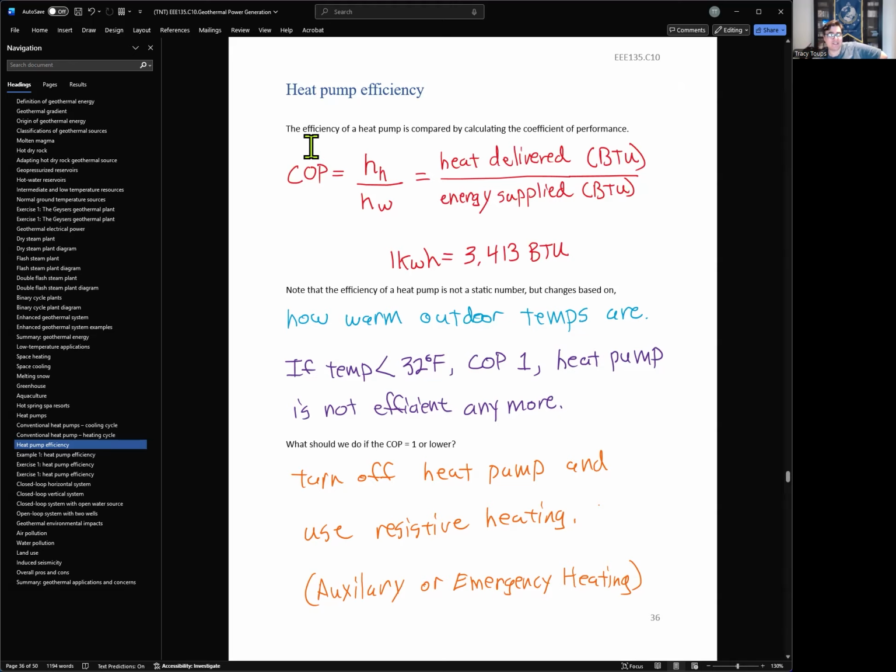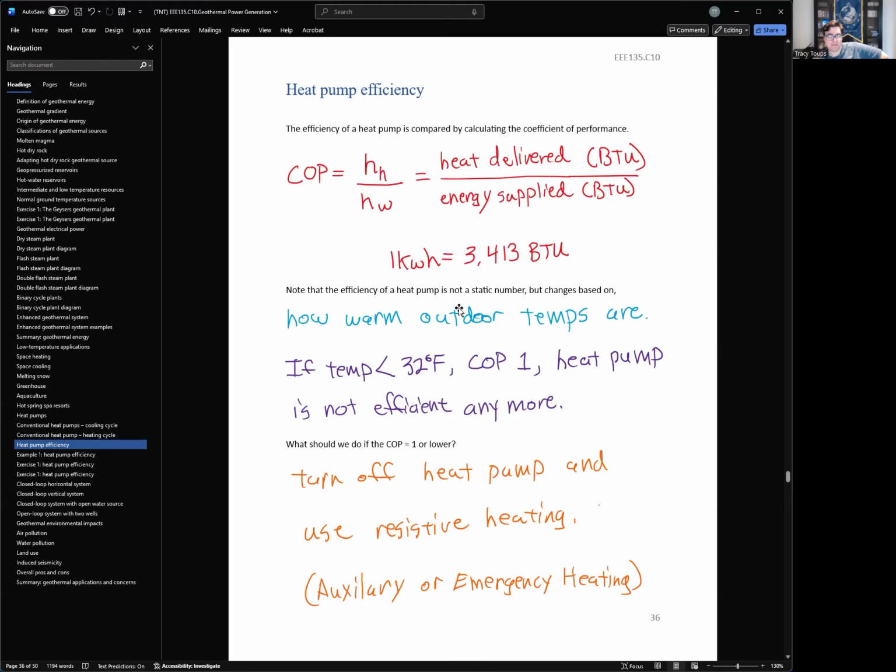The way we could quantify this is called the efficiency of a heat pump. It's called a coefficient of performance. So COP is always equal to the heat delivered to the house divided by the energy supplied to the heat pump itself. The compressor takes so much energy to use, we get so much heat out in the house. This needs to be a high ratio for it to be effective. Otherwise, I should do something else.